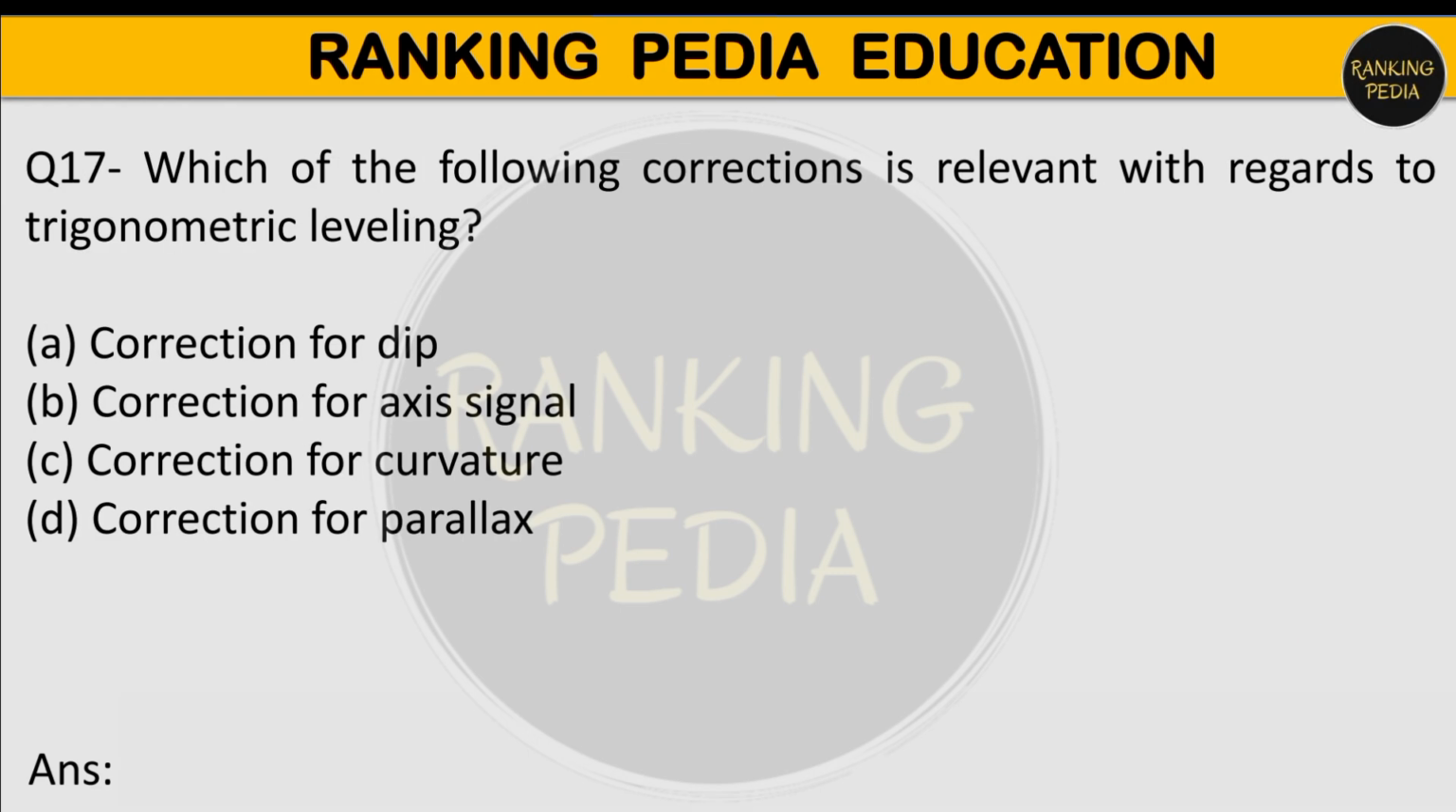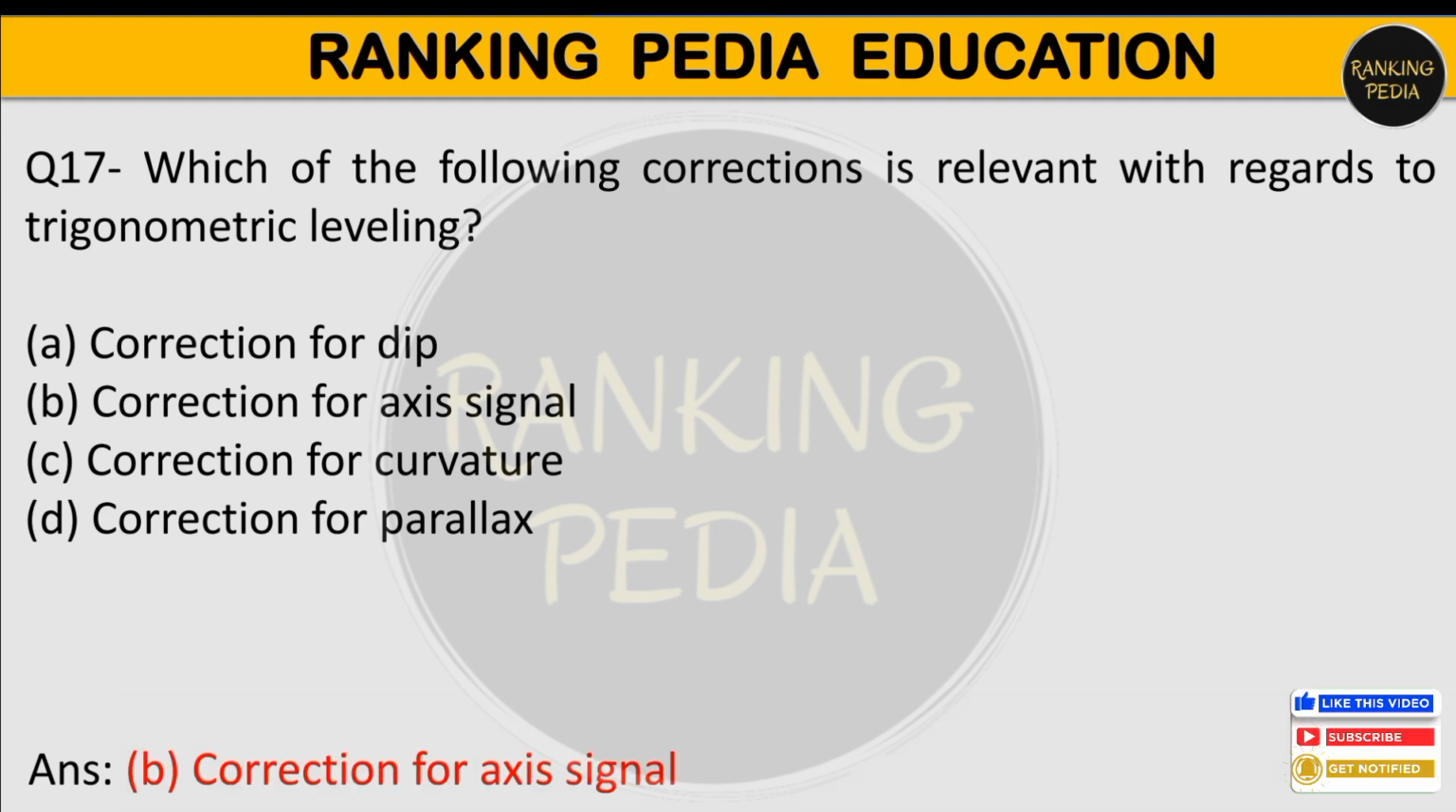Next question is, which of the following corrections is relevant with regard to trigonometrical leveling? Your options are correction for dip, correction for axis signal, correction for curvature, and correction for parallax. So which one is correct? So correction for axis signal is relevant with regard to trigonometrical leveling. So that is your option number B is correct. That is correction for axis signal.